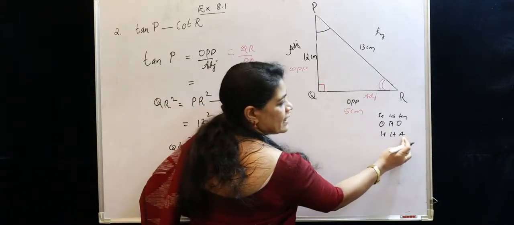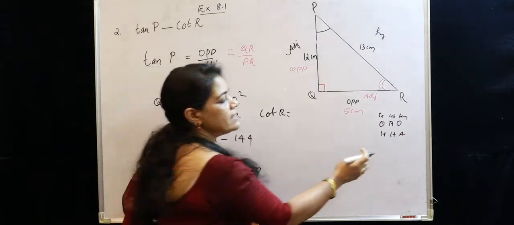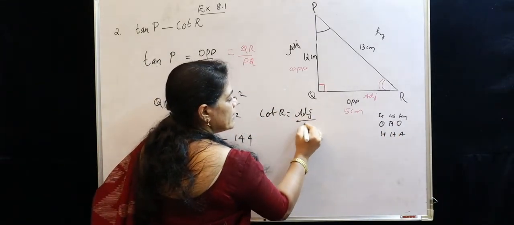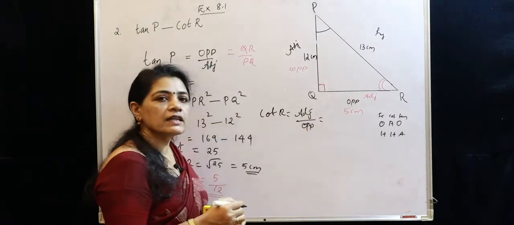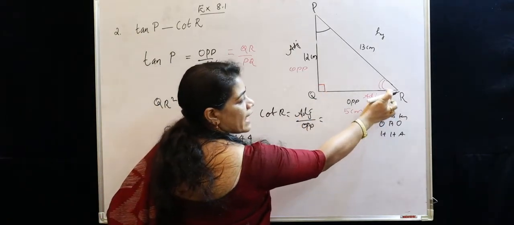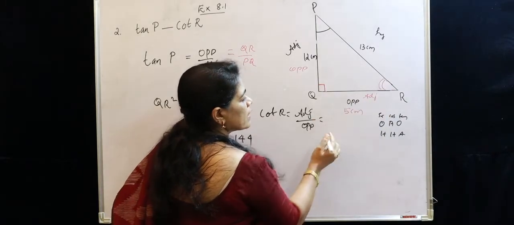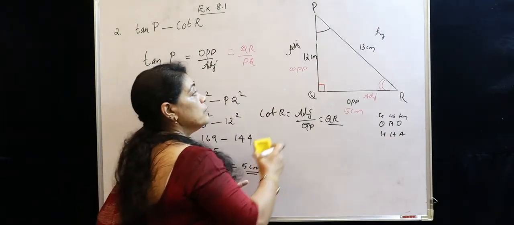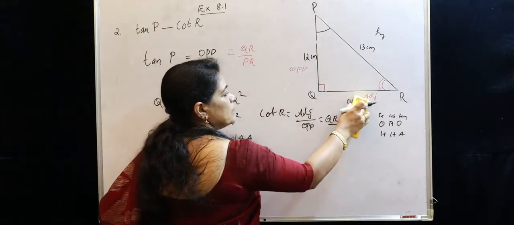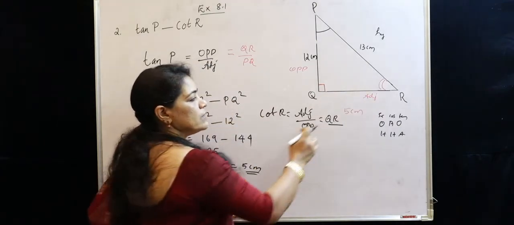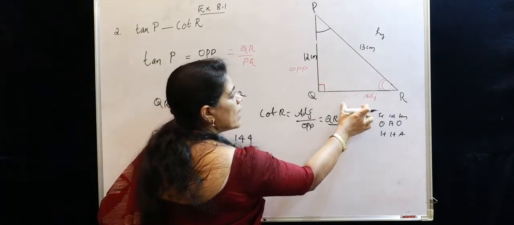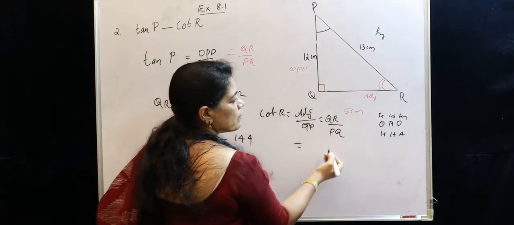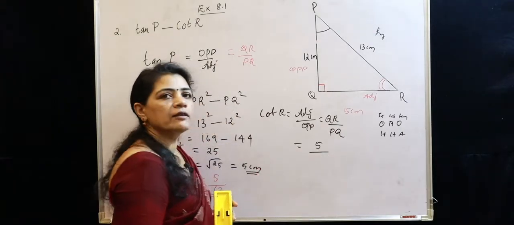Take the reciprocal of tan: adjacent side divided by opposite side. From the figure, what is the adjacent side? With respect to this angle, the adjacent side is QR, that is QR divided by its opposite side. In order to avoid mistakes, you can write it this way. With respect to angle R, the adjacent side is QR and the opposite side is PQ. So QR we have already seen, 5 divided by 12.